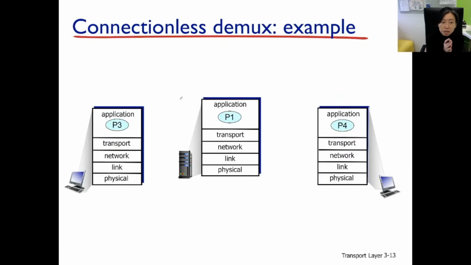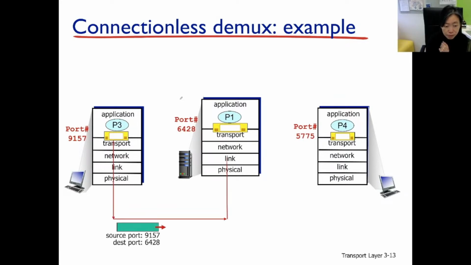So here's an example of connectionless demux. Port 9157 is where P3 is sitting, so that's one of the clients. Port 5775 is where process P4 is sitting, so that's another client. The server in the middle opens up port number 642A, and P1 there is the server process, waiting for requests to come in. So we see here a service request message being generated from P3 and intended for P1. You will see the source port number being 9157 and the destination port number being the server's port number 642A.